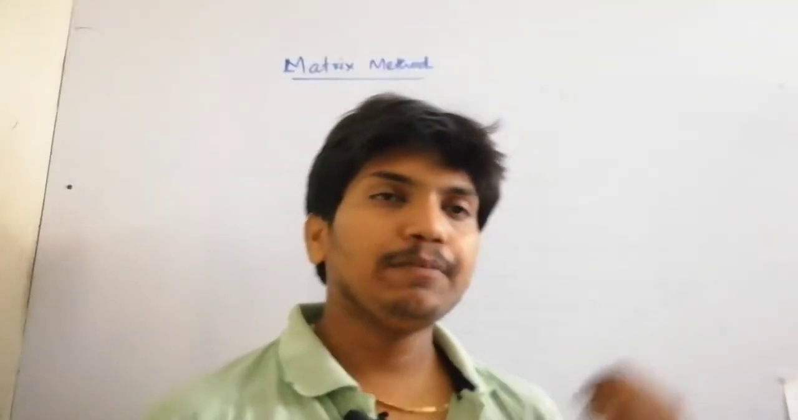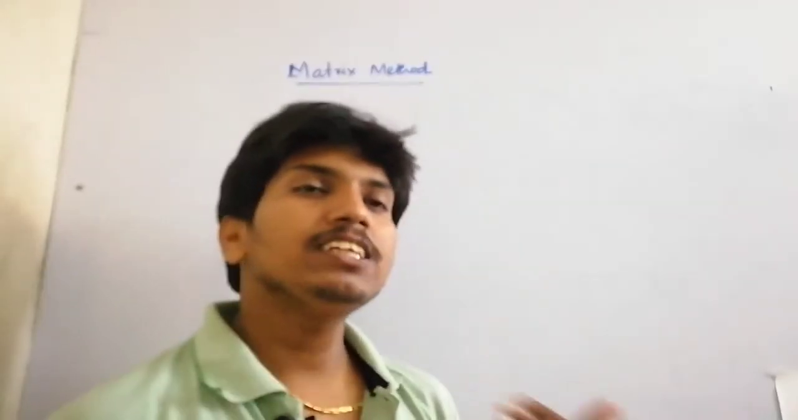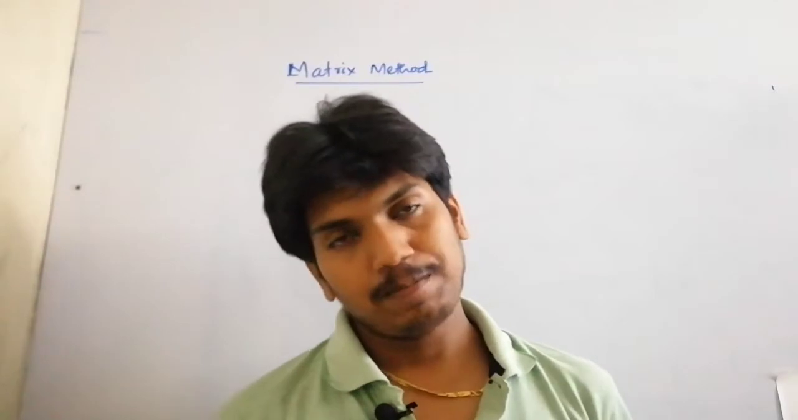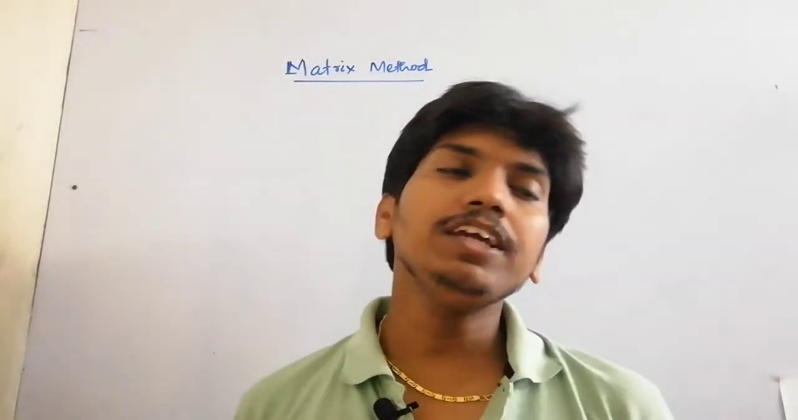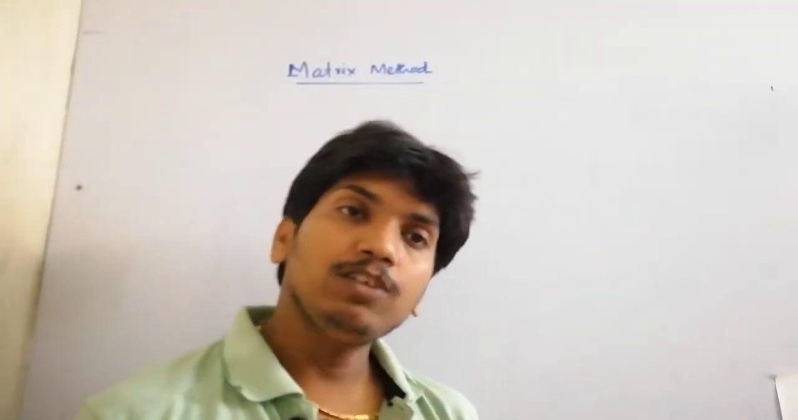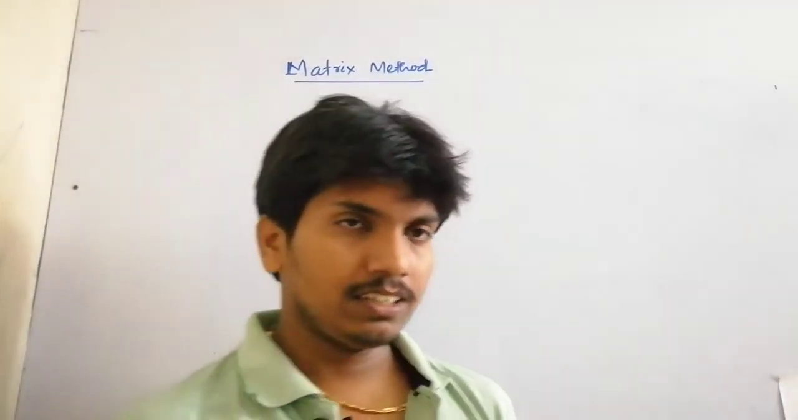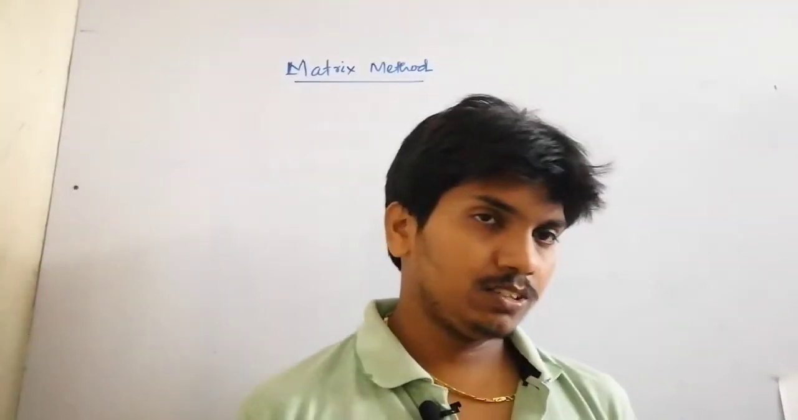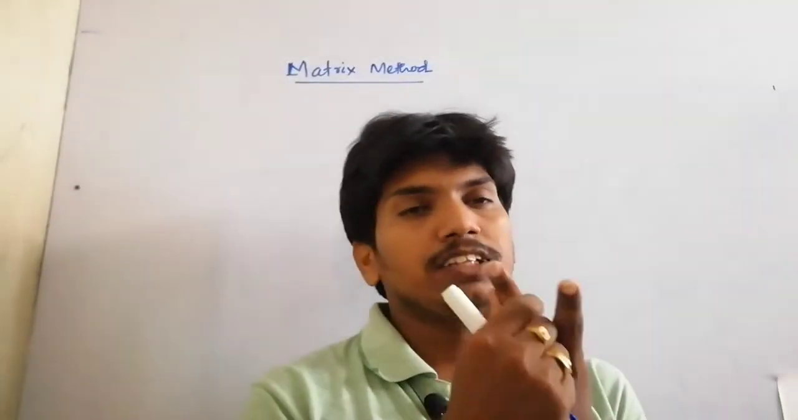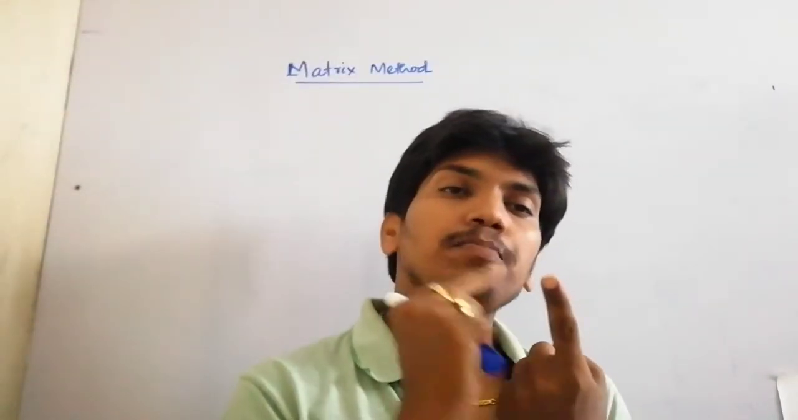In previous classes, that means 9th or 10th class, we studied linear equations with two variables. In linear equations with two variables, we have to find out the values of x and y or any unknowns in that equation. And there are three methods. What are the three methods? Number one is substitution, number two is elimination, and number three is cross multiplication.